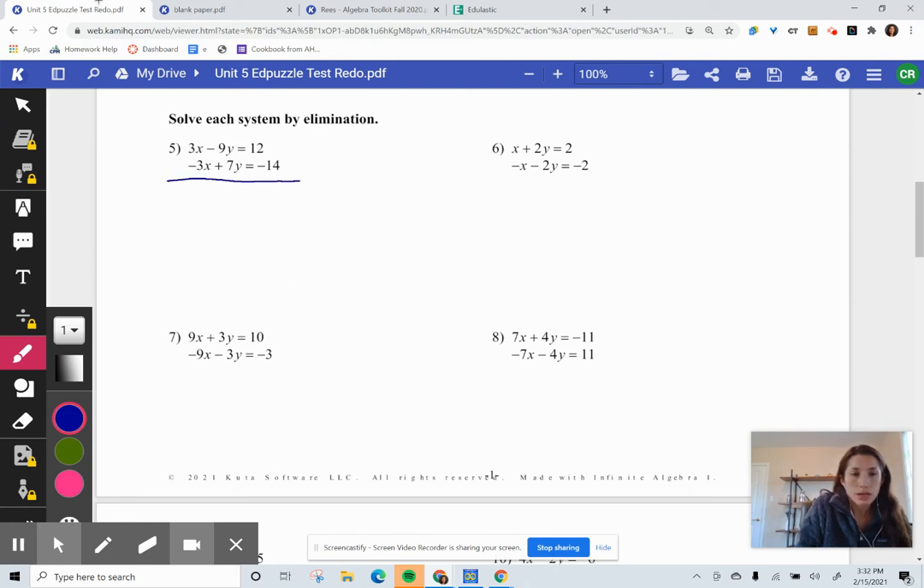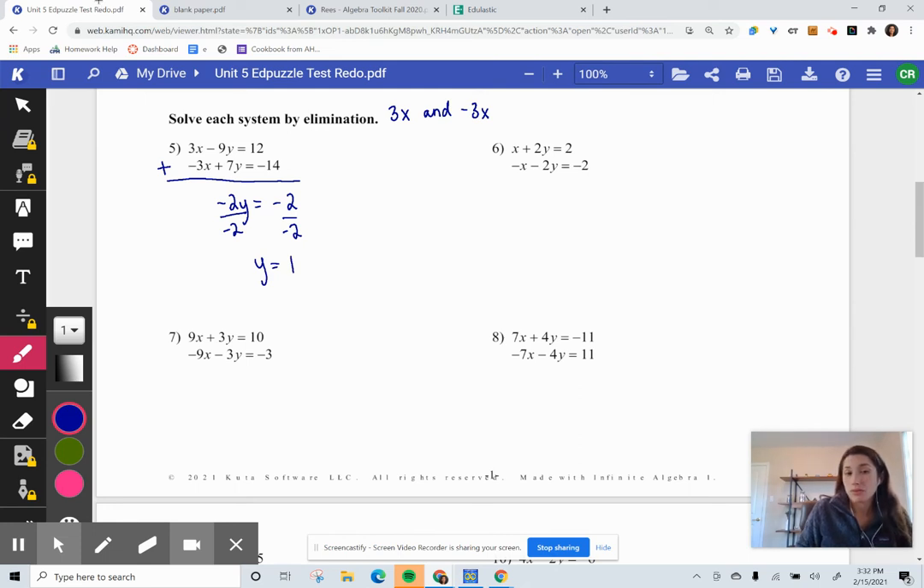I'm going to go ahead and add these two equations together, because right now I have a 3x and a negative 3x. Those are what we call exact opposites. So 3x and negative 3x are exact opposites. If I add them together, they'll equal 0. So here when I add these two together, I get 0, and I add the y's together, negative 9 plus 7 is negative 2. And then if I add 12 and negative 14 together, that's negative 2. And then I can just solve for my y variable, and I'll get y is equal to negative 2 divided by negative 2. That is a positive 1.